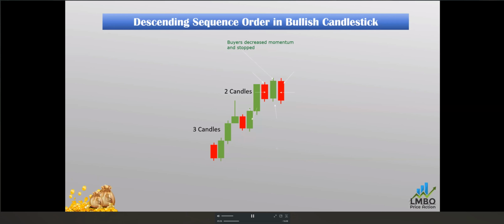Before there was momentum, after that the momentum slowed down. Here we can say the extreme momentum. And then after that, here you can find the momentum has slowed down.